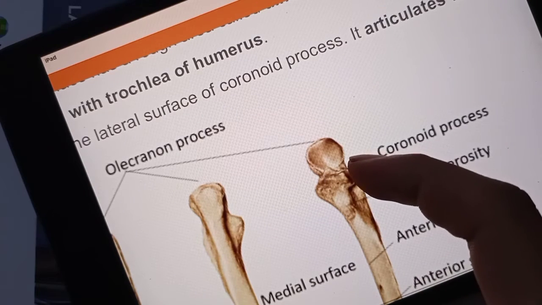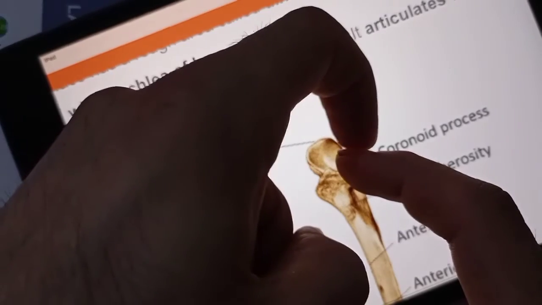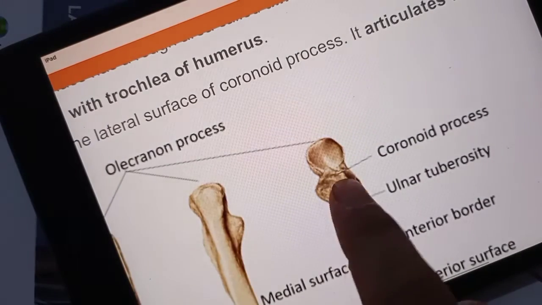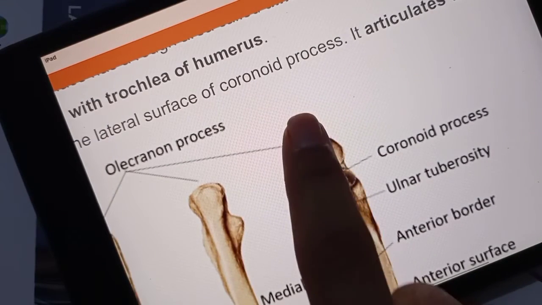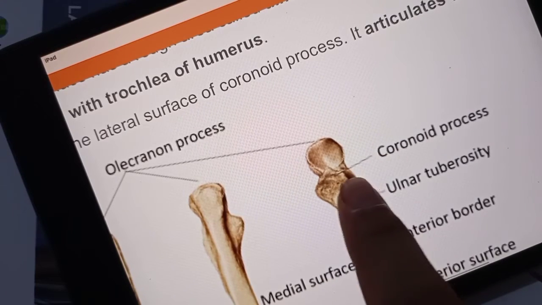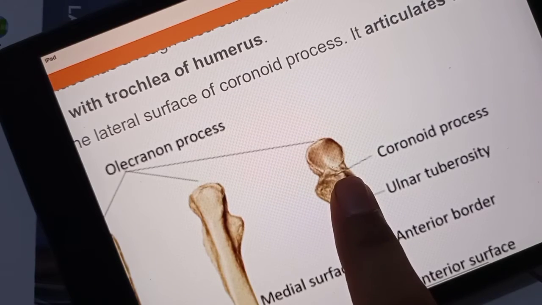And here it articulates sideways, and above it articulates with the capitulum of the humerus, while the ulna articulates with the trochlea of the humerus and sideways with the radius. So there are two articulation surfaces, the trochlear notch and the radial notch.